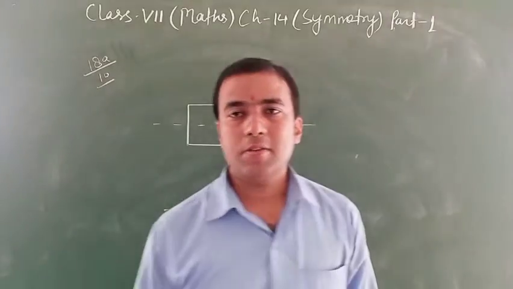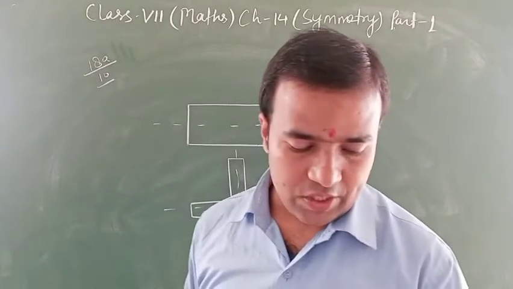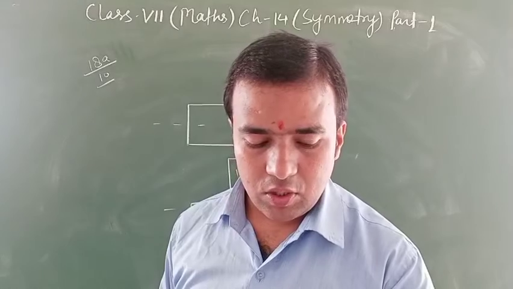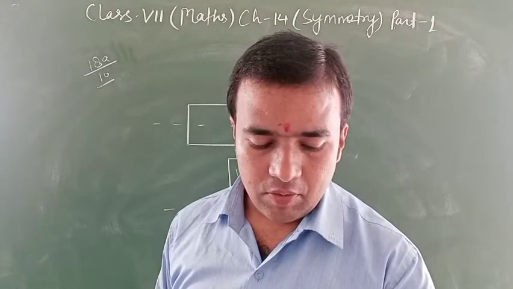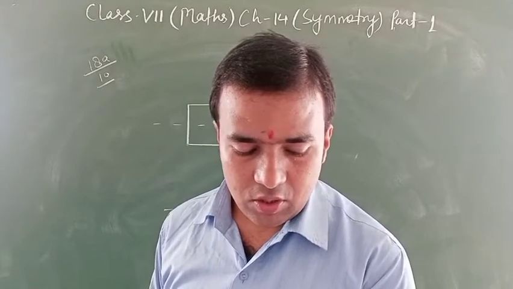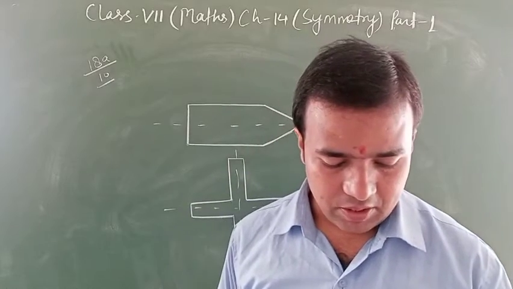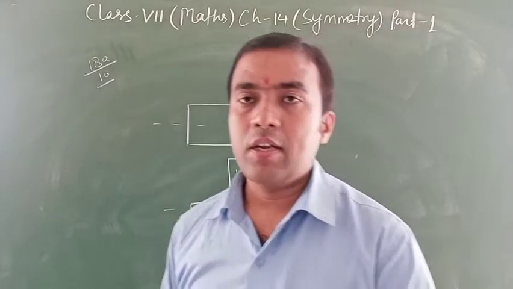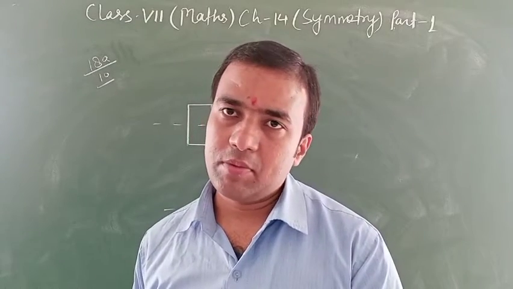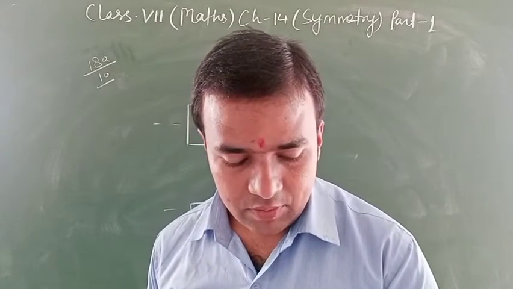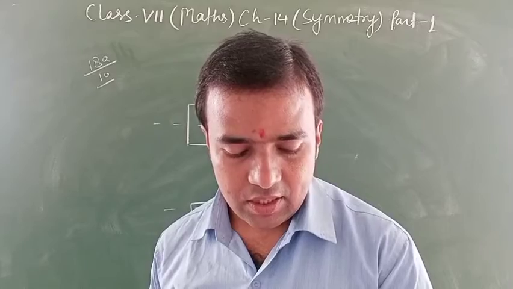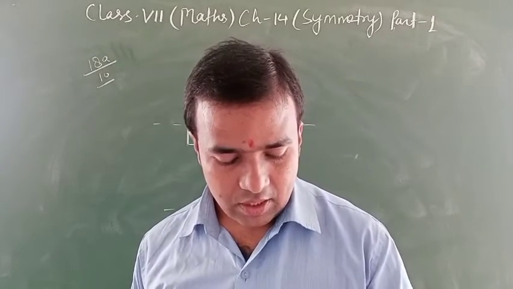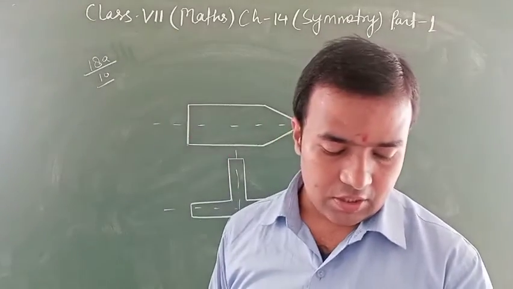Question number 11. True or false. Which of the following statements are true and which are false? A parallelogram has no line of symmetry. So the first is true. In a parallelogram there is no line of symmetry. An angle with equal arms has its bisector as a line of symmetry. Clear? That is also true.